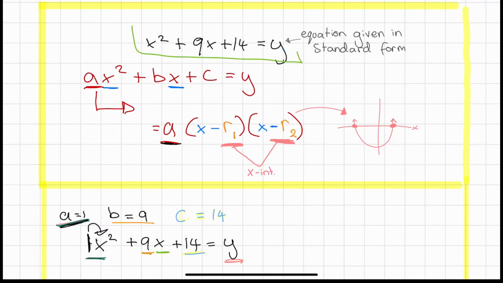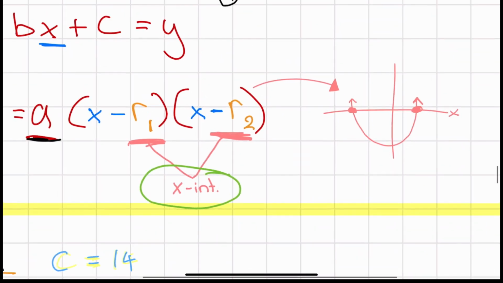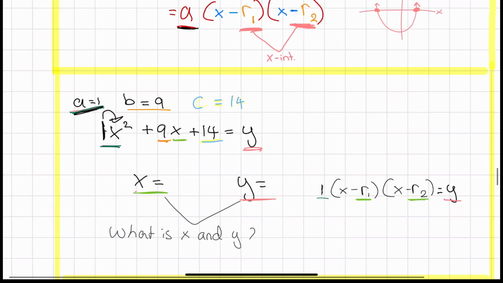Everyone, today we'll be rearranging this equation given to us in standard form, and we're going to factor it so that we can put it into factored form. And at the same time we'll be finding the x-intercepts, or what is called the two roots of our equation.